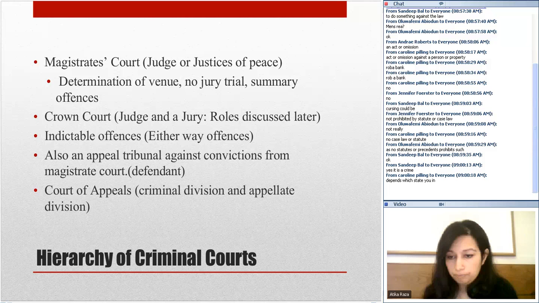Either way offenses may go to the next court, the Crown Court. Your either way offenses can go to either the Crown Court or the Magistrate Court, depending on the seriousness of the crime, as you just saw. The next in line here is the Crown Court. The Crown Court has a judge and a jury. We'll discuss the roles of the judge and the jury later on. Your indictable offenses or your either way offenses, like I said, go to the Crown Court and or the Magistrate Court.